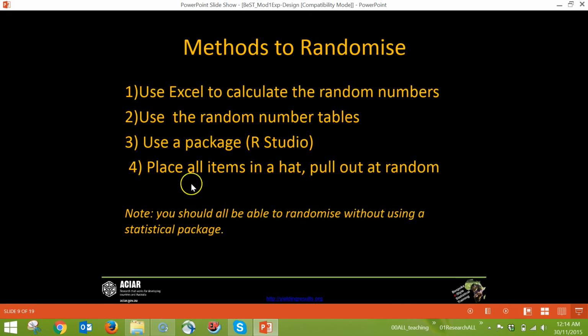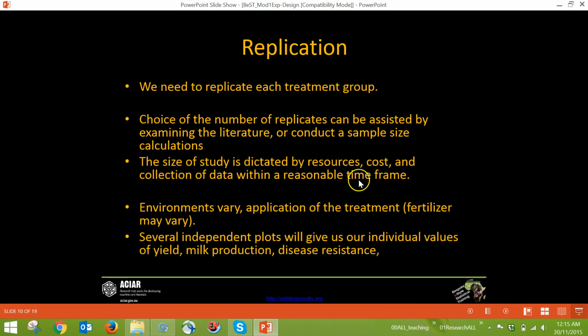How can we randomise? We can use Excel to calculate or to give us some random numbers. We can use random number tables found in many statistics books. We can use packages such as RStudio to randomise, or we could do something as simple as writing out the treatments, chopping them all up, placing them in a hat and pulling them out at random. I think you should be able to randomise without using a statistical package, but we commonly do use a package.